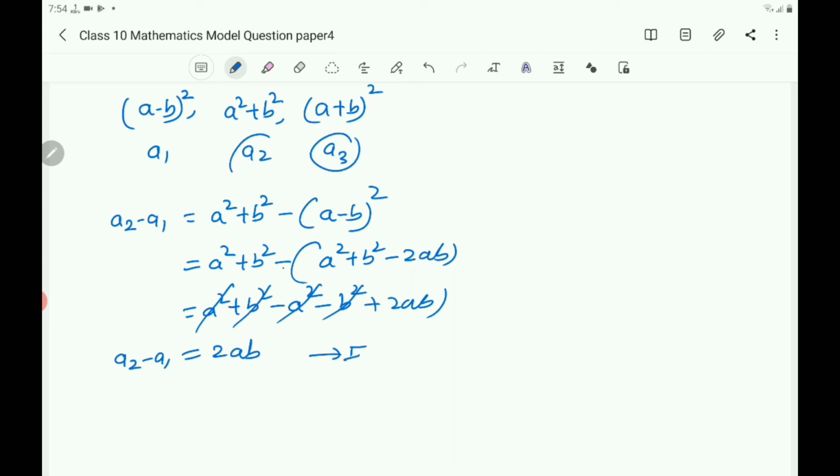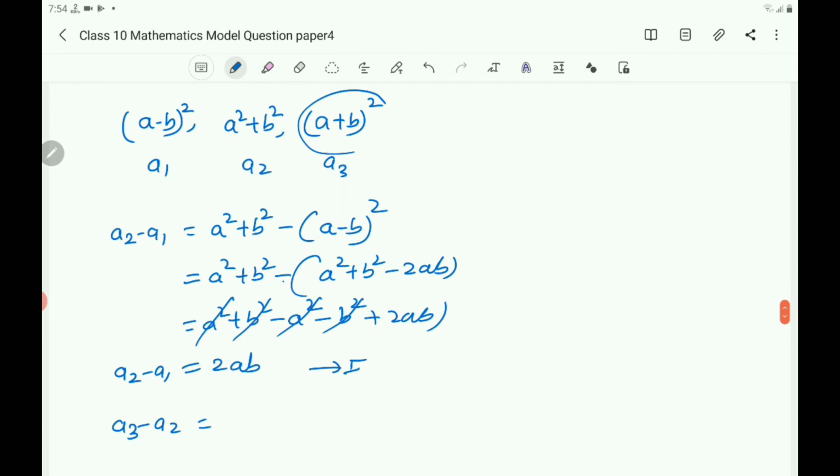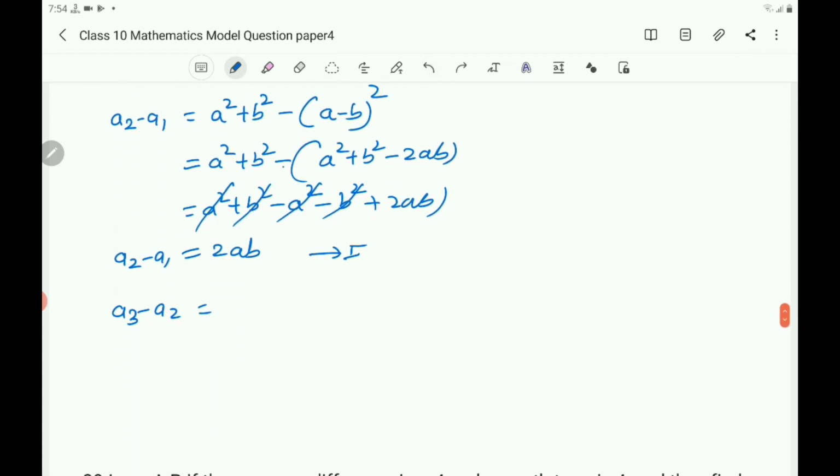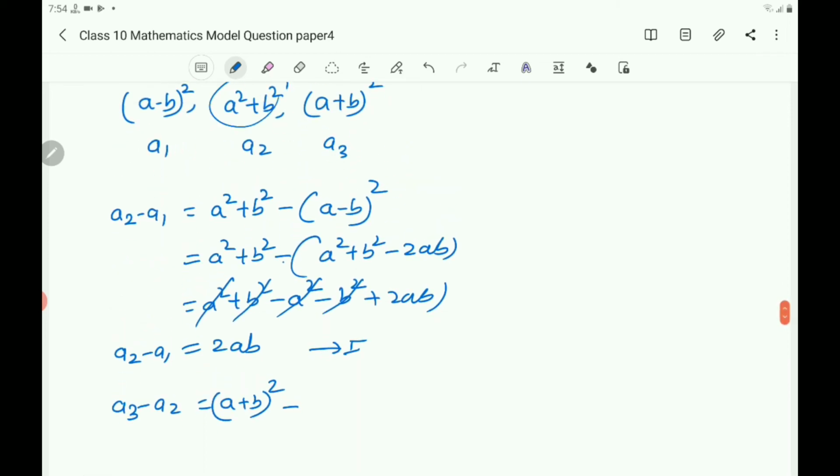Then you take a3 minus a2. a3 is a plus b whole square. A plus b whole square minus a2. a2 is a square plus b square.